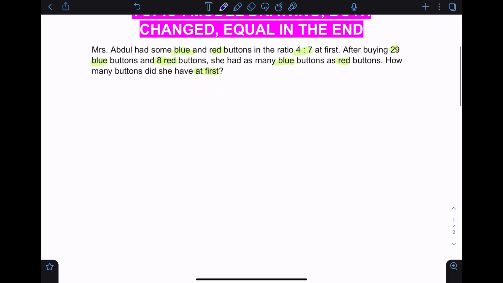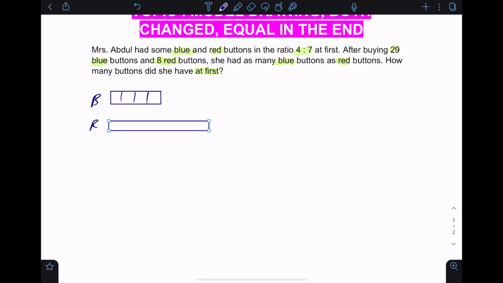Now, to solve this question, we can draw a model for ourselves. For blue, we have 4 units. Okay, so we have this 4 units there. And then for the red one, slightly longer at 7 units.